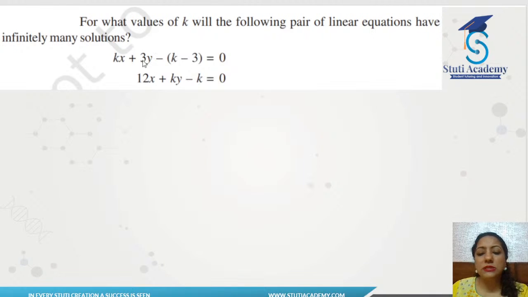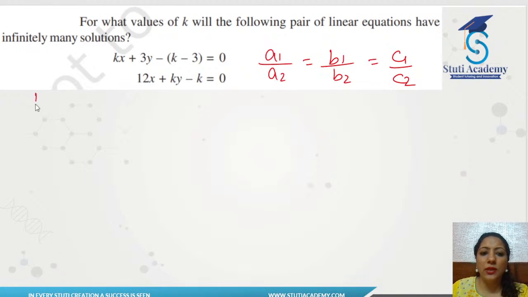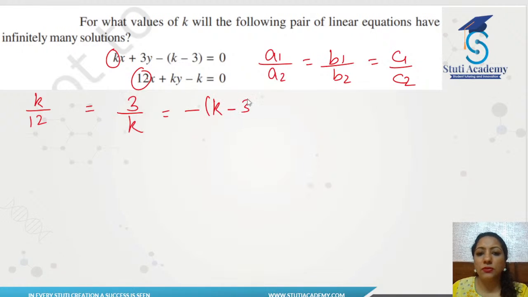This is based on consistency of the equations. For what values of k will the following pair of linear equations have infinitely many solutions? So as discussed earlier, for infinitely many solutions, we should have a1 upon a2 equal to b1 upon b2 equal to c1 upon c2. So here a1 upon a2 will give us k upon 12. a1 is this and a2 is this. b1 upon b2 would be 3 upon k, and this would be minus k minus 3 over minus k.